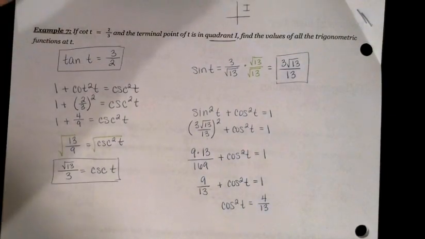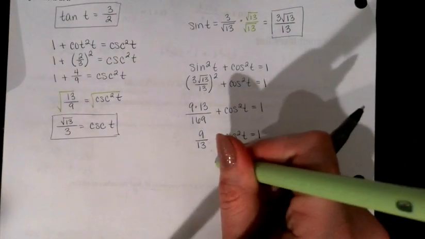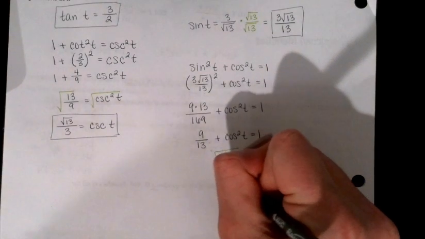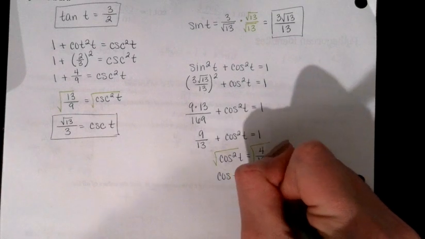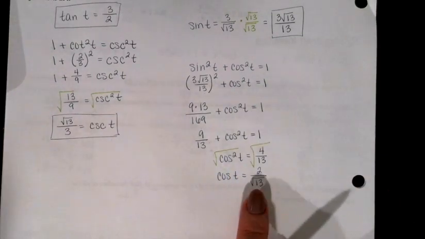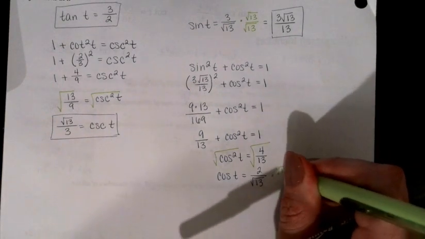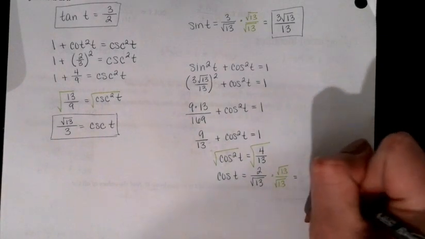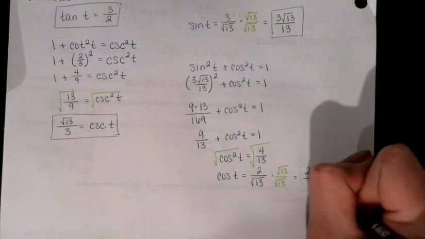I don't want cosine squared, I just want cosine. So I have to take the square root of everything. So I have cosine of t equals square root of 4 is 2. Square root of 13, I'm going to leave as the square root of 13. And then again, I can't leave it like this, so I have to rationalize my denominator. I'm going to multiply both the top and the bottom by the square root of 13. And I would get 2 square root of 13 over 13.